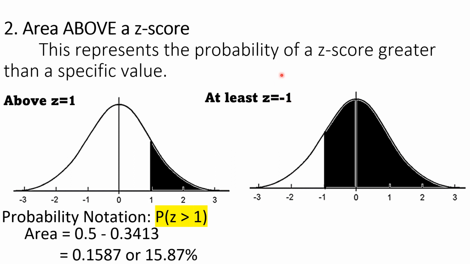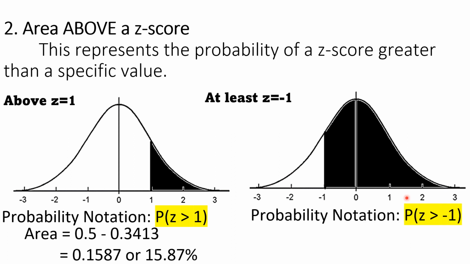So in this one, what are the numbers greater than -1? Is it 0, 1, 2, 3, or -2, -3? So of course, it's 0, 1, 2, 3. That's why when you draw the normal curve, you will shade to the right. So for the probability notation, of course, it's P open parentheses, Z is greater than -1.